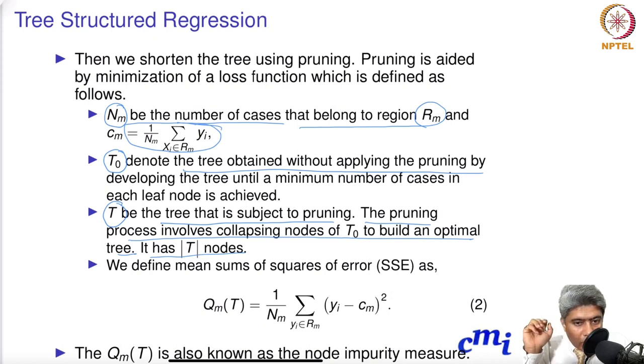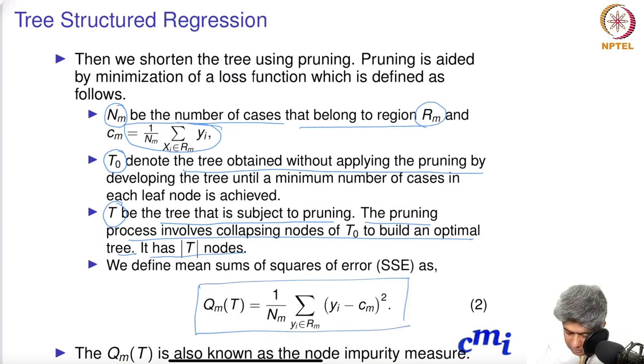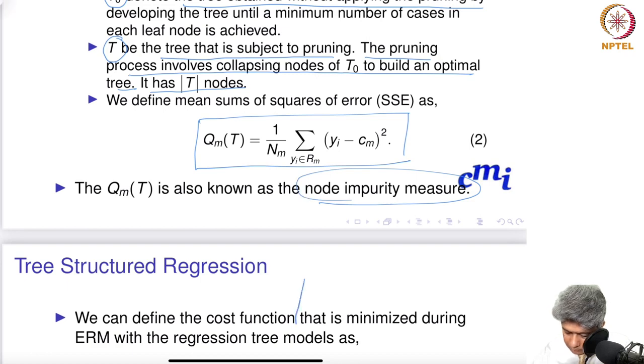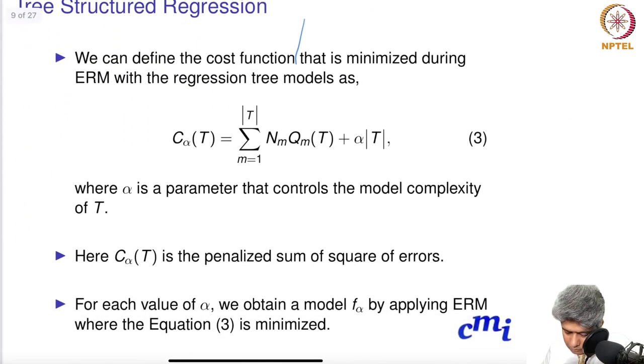So we define the mean sum of squares of error as Qm(T) = 1/nm summation (yi - cm) whole square. Qm(T) is also known as the node impurity measure. So we can define the cost function that is minimized during ERM with the regression tree models as like this.